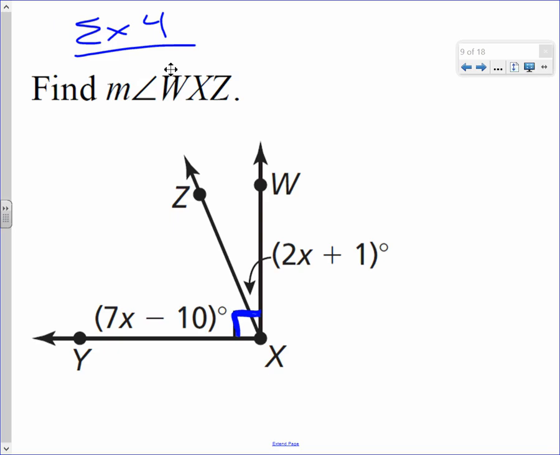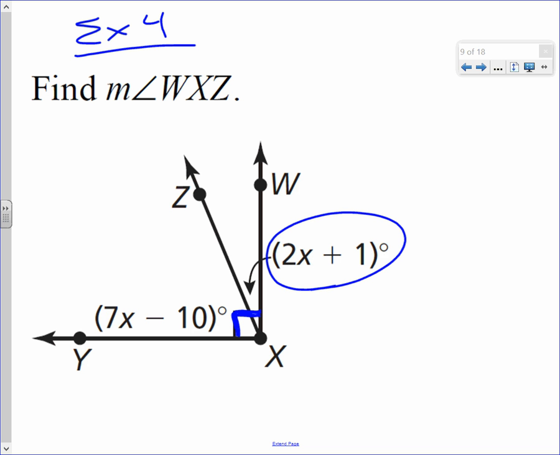Find WXZ. Can someone please tell me how many degrees WXZ is? Did they give us that? 2x + 1 degrees. Yeah, they did, right here. So we're done, right? They asked me to find the measure. There it is, 2x + 1 degrees.